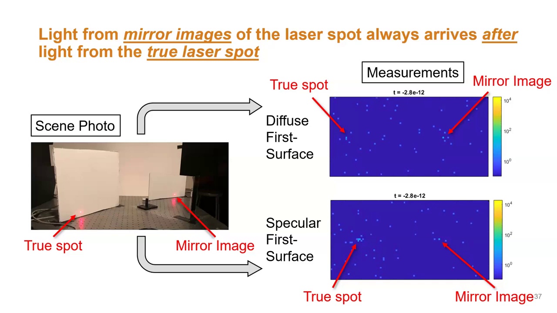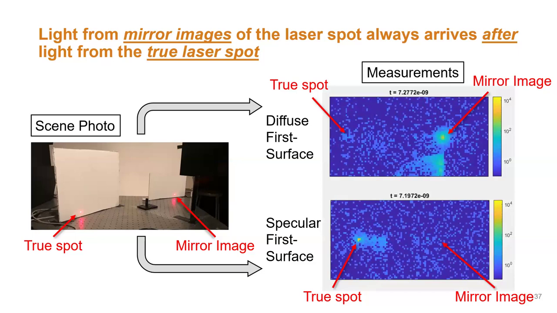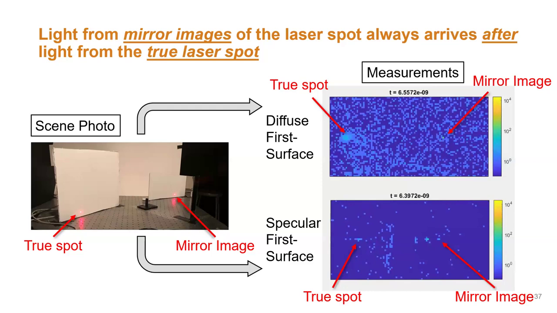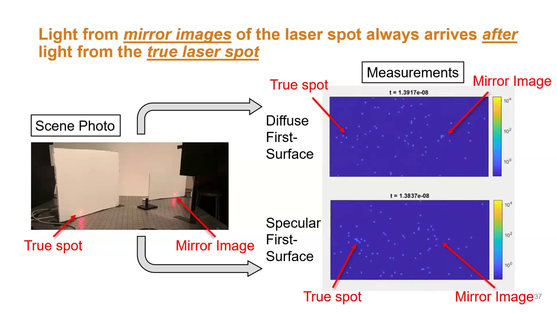To provide some evidence for this, here are two time of flight camera measurements taken for this scene. In the one on the top, I illuminated the poster board directly. And in the one on the bottom, I illuminated the mirror directly. You can see in either measurement, light in the true laser spot, the direction of the poster board, always arrives before light from the direction of the mirror.